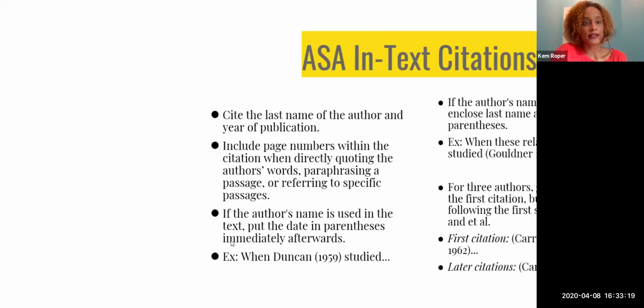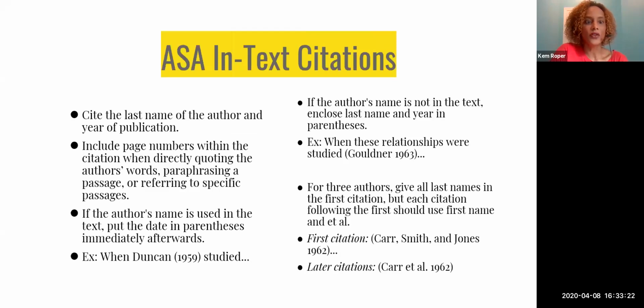For ASA in-text citations, you want to cite the last name of the author and the year of publication, so it's similar to APA in that regard. Include page numbers within the citation when directly quoting the author's words, paraphrasing a passage, or referring to specific passages. If the author's name is used in the text, put the date in parentheses immediately afterwards. So here's an example: when Duncan, 1959, studied blah, blah, blah. If the author's name is not in the text, enclose the last name and year in parentheses. So you'll see some overlap with APA in this regard.